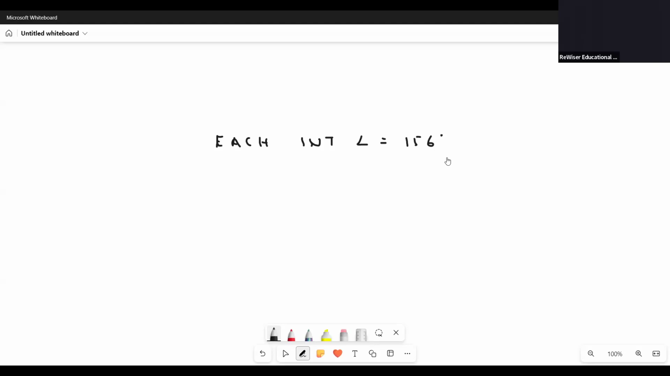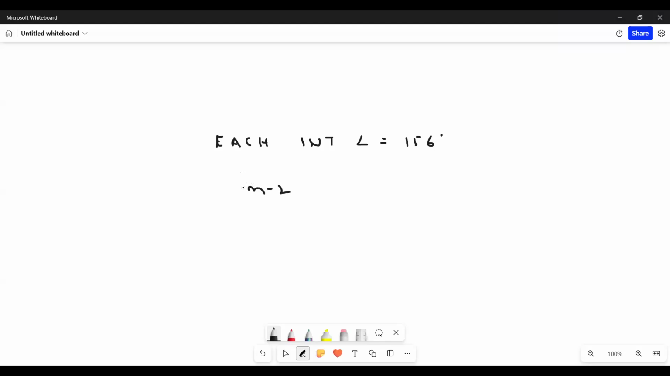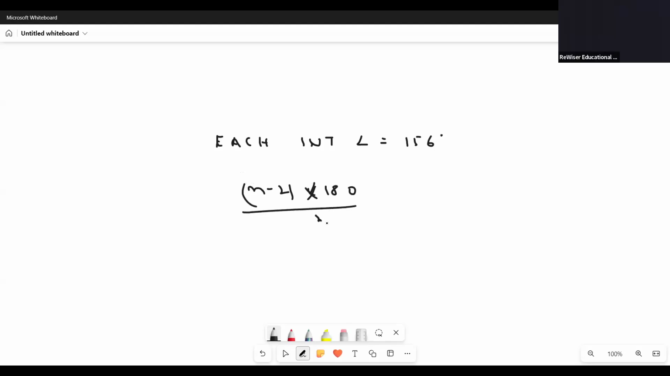Use the formulas that I gave you, right? 15. How did you get that? I did trial and error. No. What's the formula I made you write for each interior angle? N minus 2 into 180 by N. Right? Yes. And that is equal to 156.